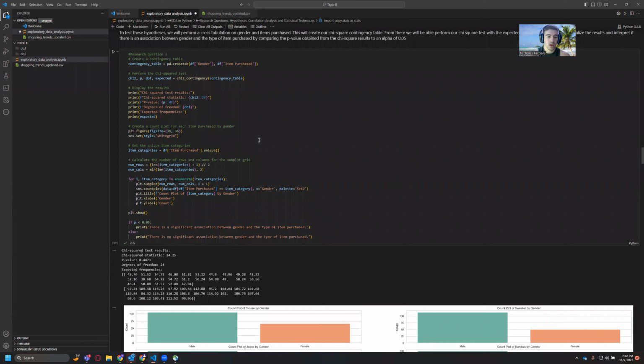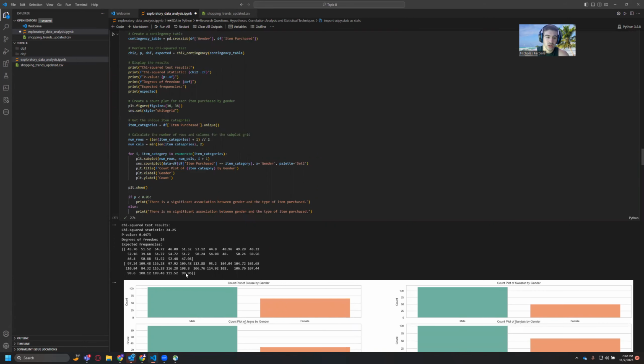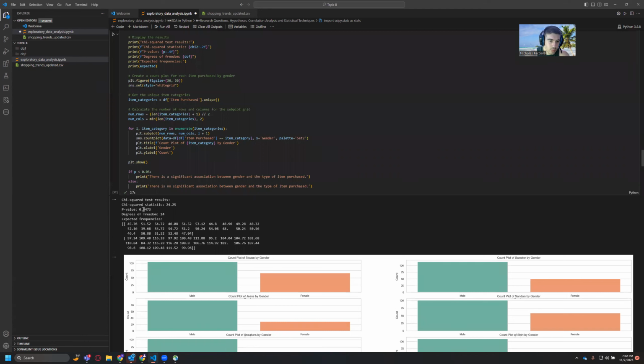And then we can check, by running the chi-squared test, whether or not our p-value is less than or greater than alpha. And if it's less than alpha, we'll say that there's a significant association between gender and the type of item purchased. Otherwise, we'll say that there's not a significant association between gender and type of item purchased. Now, as you can see, we get a p-value of 0.4473, so that would indicate that there is no significant association between gender and the type of item purchased.